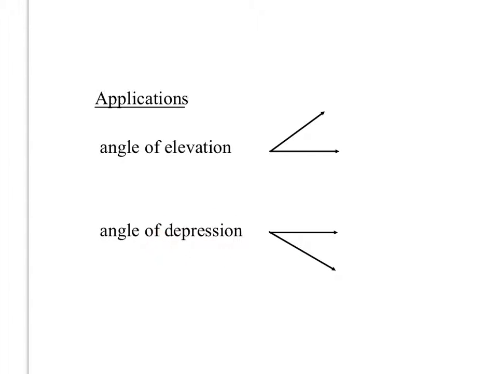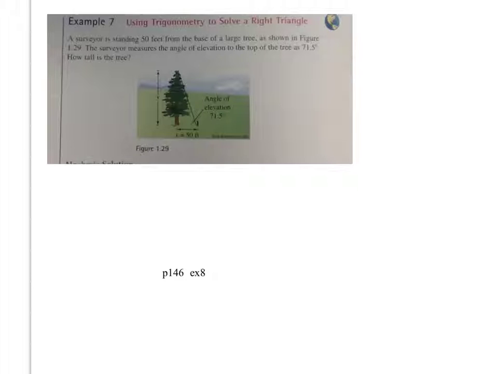If you want an angle of depression, what you do is you start at your horizontal line and you go down to the other side. So horizontal line and you go down, that would be your angle of depression. So it's really important when you read a problem, if it says elevation or depression, you start with a horizontal line. If it says elevation, you go up. If it says depression, you go down. So we're going to look at a couple problems here.